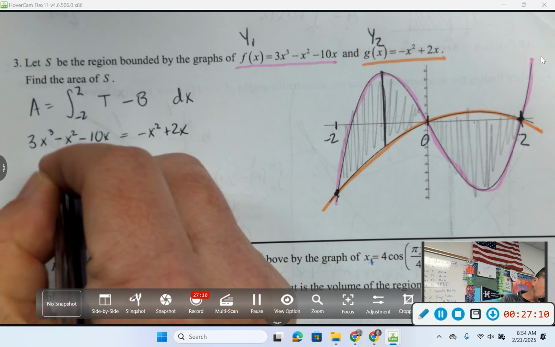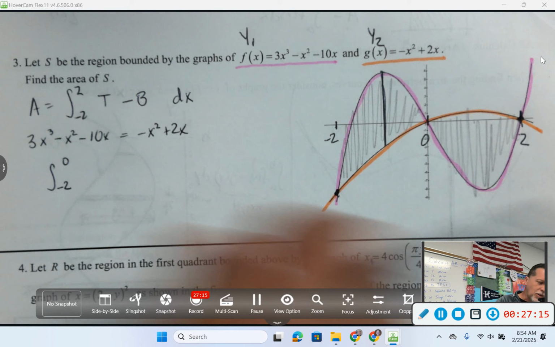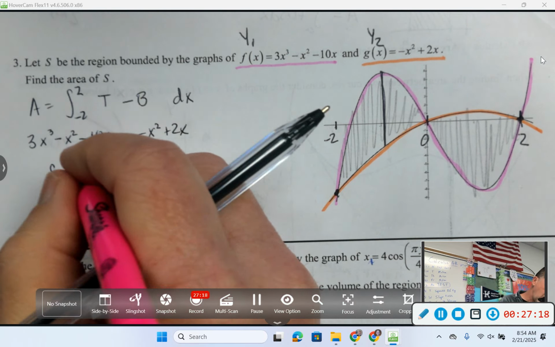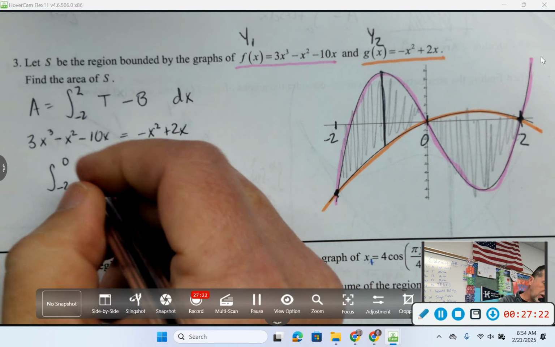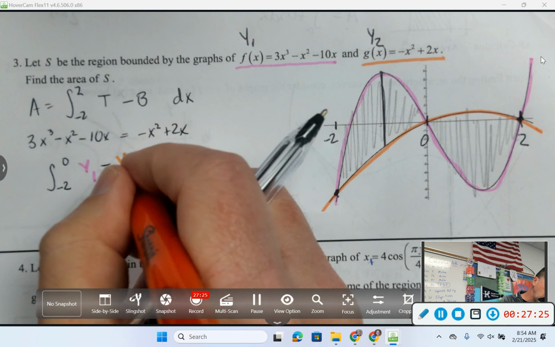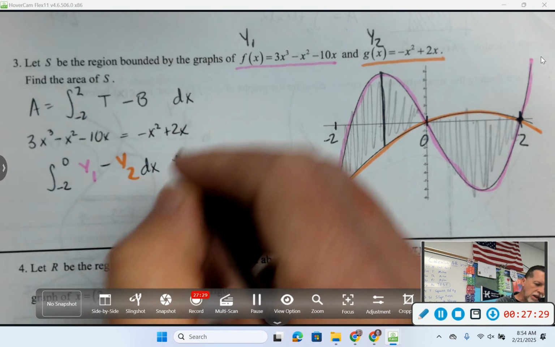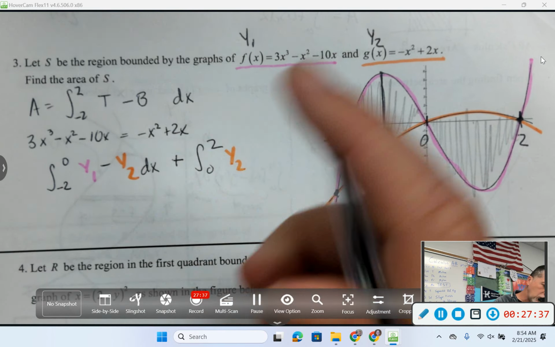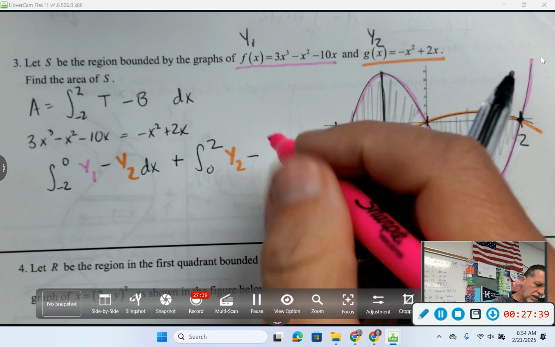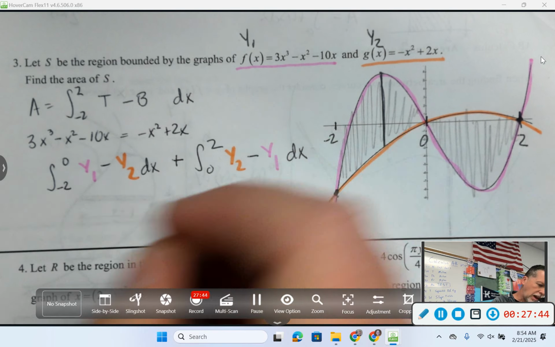I'm going to have to go -2 to 0 of the pink one minus the orange one. And since they're in my calculator, I'll just call them y1 minus y2, plus 0 to 2 the other way around. Now the orange one minus the pink one, y2 minus y1 dx.